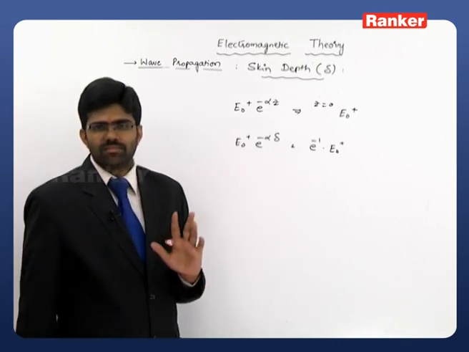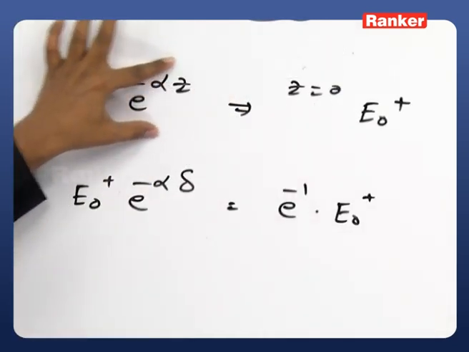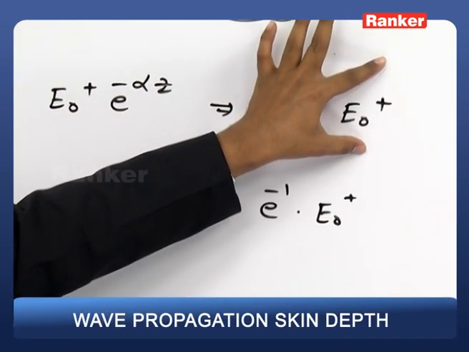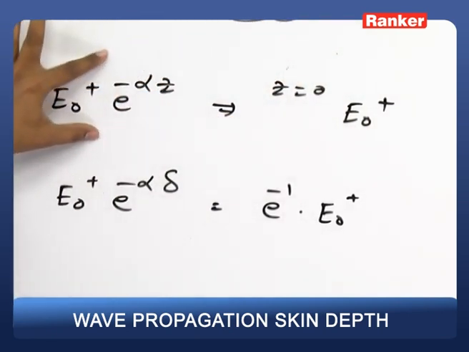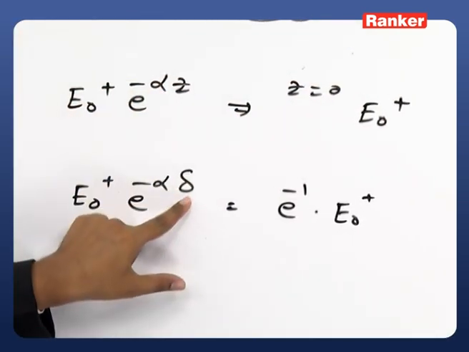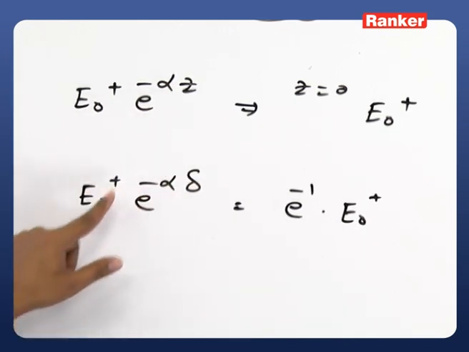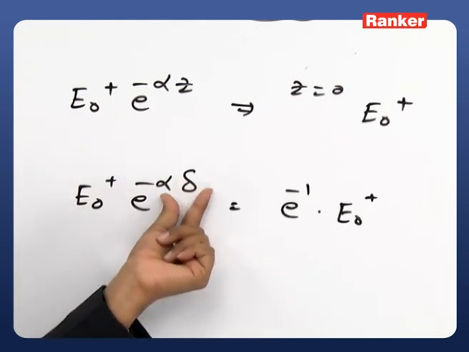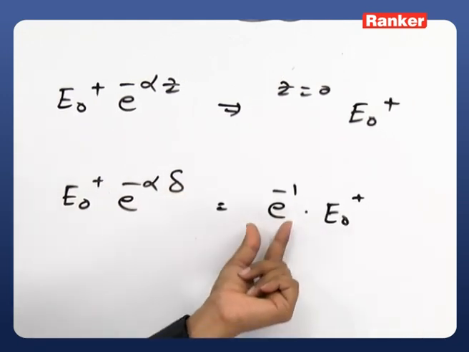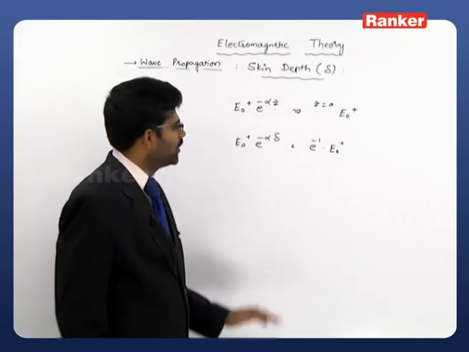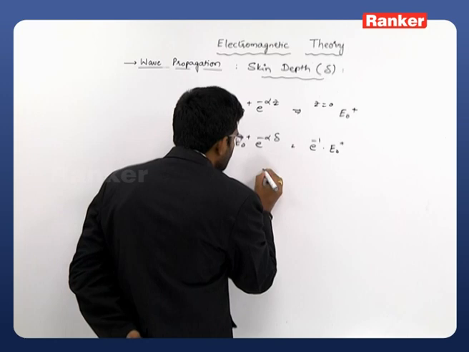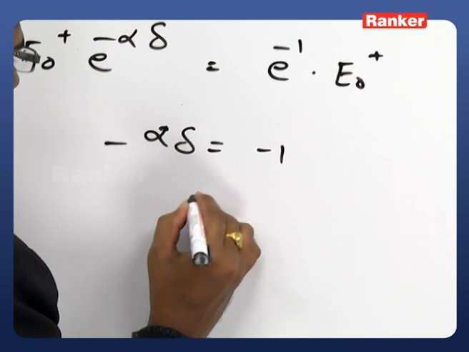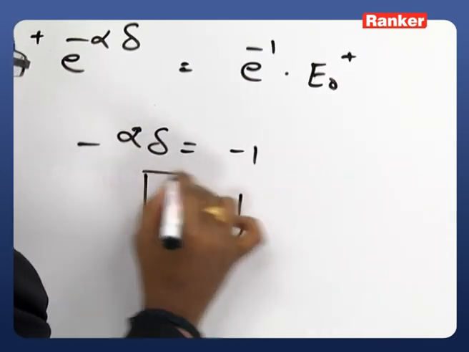Just observe what I am doing, nothing more than that. I am taking the wave amplitude quantity, and from it I get the initial value, E0+. Now this amplitude quantity traveled for how much distance? Delta distance. That's why I replace z with delta. After traveling this distance, the quantity equals e^(-1) times the initial value. If you compare them, minus alpha delta equals minus 1, which gives delta equals 1 by alpha.